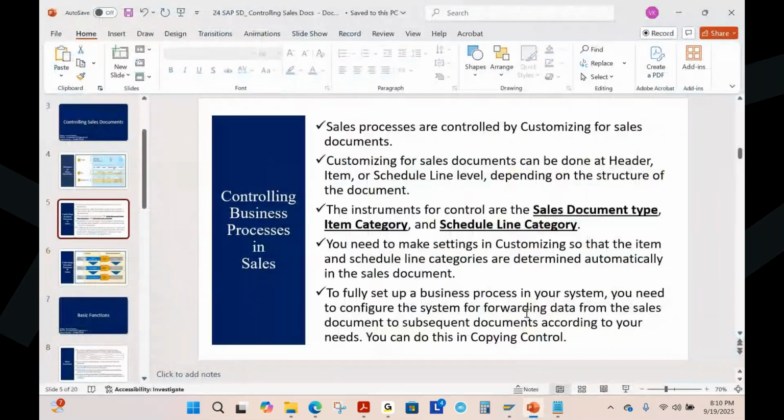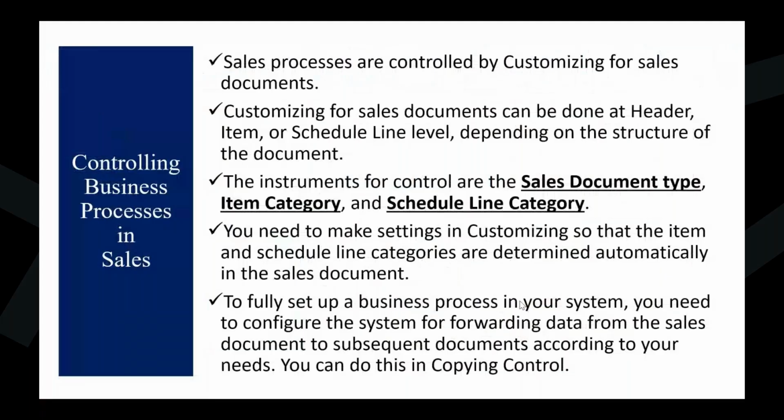You need to make settings in customizing so that the item and schedule line categories are determined automatically in the sales document. So if you see, when we create a sales order, the item category and schedule line category are determined automatically, no need to enter them manually. Anyhow, how they are determined we will see in the subsequent sessions.